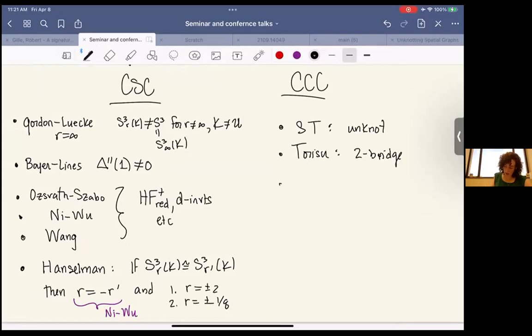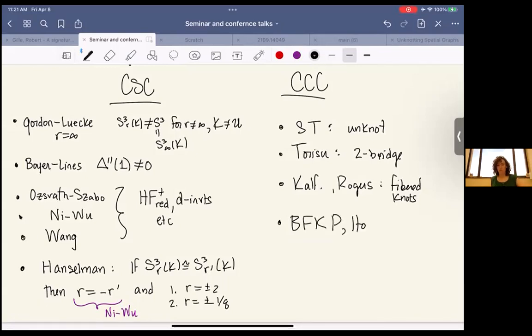Calfagiani and, independently, Rogers have it worked out for fibered knots. And then Baum, Friedel, Calfagiani, and Powell, and Ito have looked at different genus one knots. I'm just abbreviating people's names here because it's a lot of names to write down, but I'd be happy to send out references to people if they're interested.